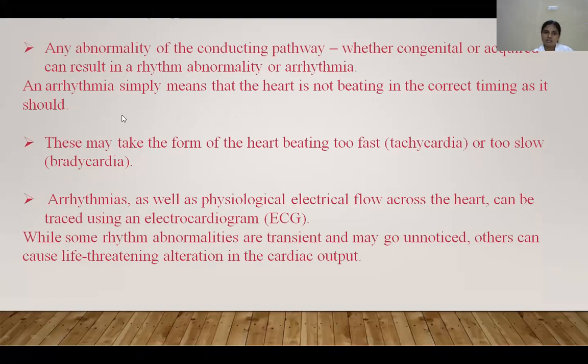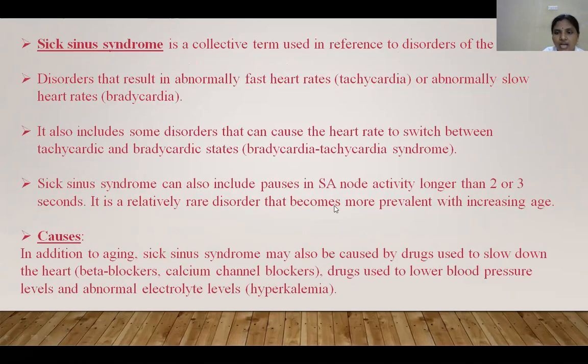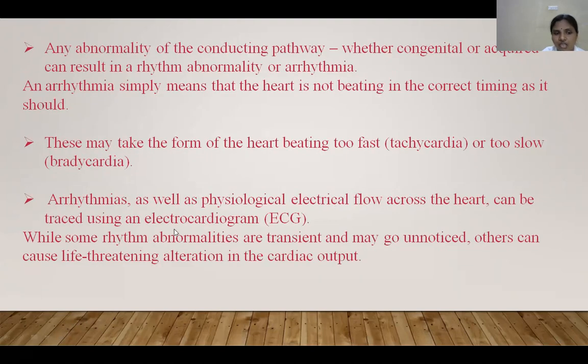So arrhythmia simply means, how can you define it? It is not beating at the correct timing, as it should. These may take the form of the heart beating too fast, meaning tachycardia, or too slow, that is bradycardia. Arrhythmias as well as the physiological electrical flow across the heart are traced using an electrocardiogram. This is a way we can assess the heartbeat, whether it is too fast, too slow, or normal. So we are taking the electrocardiogram.